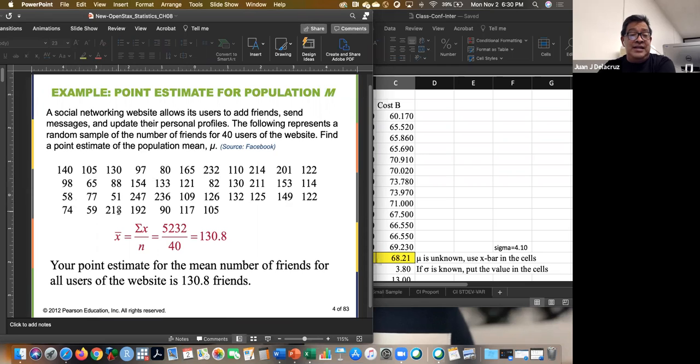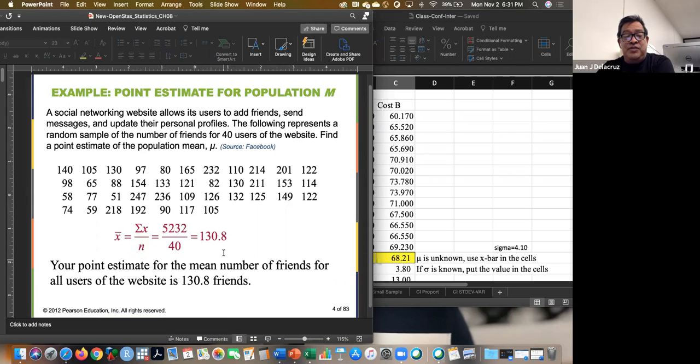So in this case, 218. So how can I approximate the value of mu? Well, first of all, I have a sample of 40 people. I'm going to find the mean value of this sample. So we know that for the mean of a sample or any population, we are going to add all the values and divide by the sample size, right? So on average, a person has 130.8 friends. And of course, this is an average because a person cannot have 0.8 of a friend. So we have on average 130.8.